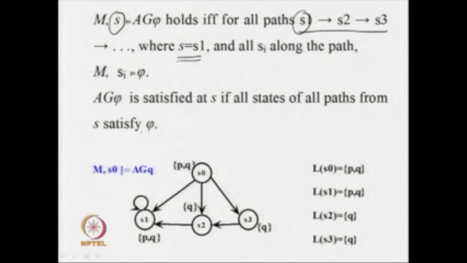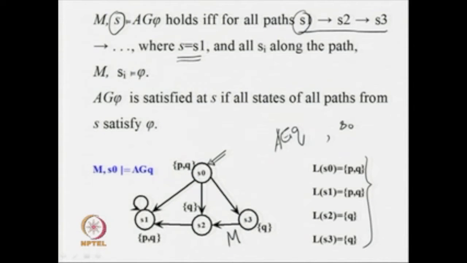Now, I can come to this particular model M. We have 4 states S0, S1, S2 and S3 along with this labeling function, where we have the atomic propositions P and Q. Now, we are concerned about this particular formula AG Q, and we are going to look into state S0. When we concentrate on this particular state S0, we will see the paths. It has 3 different transitions, so we are going to get 3 different paths starting from this S0.